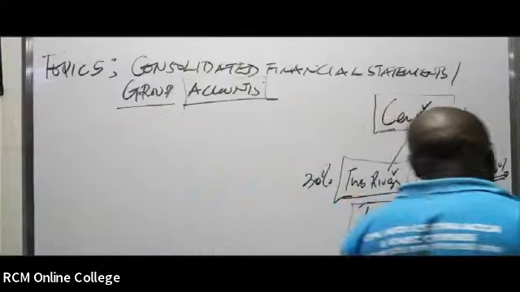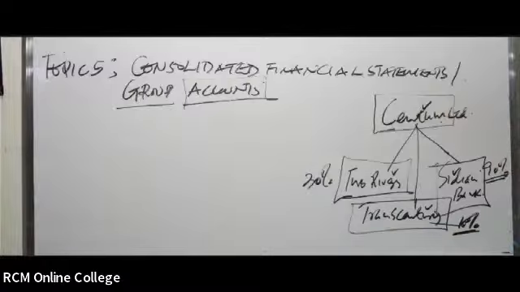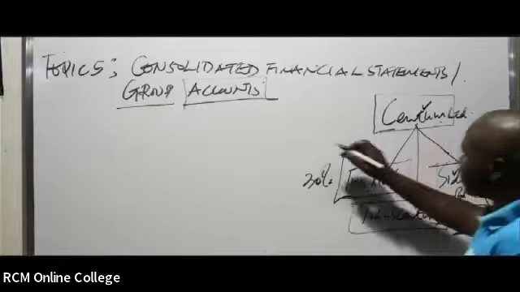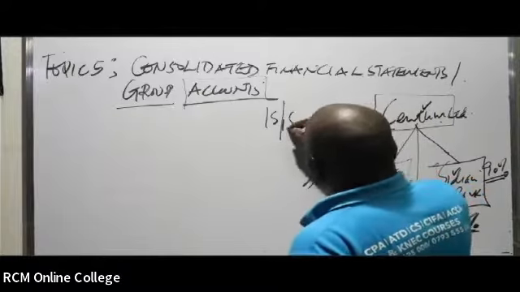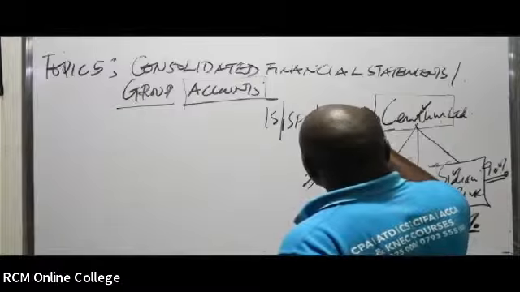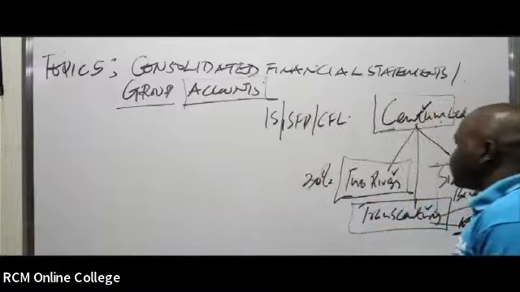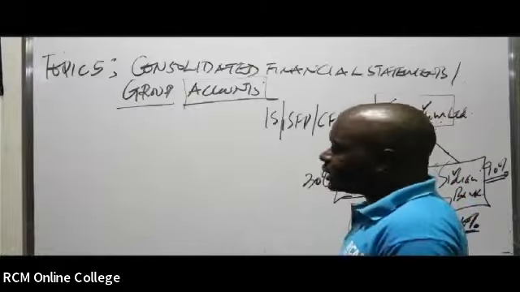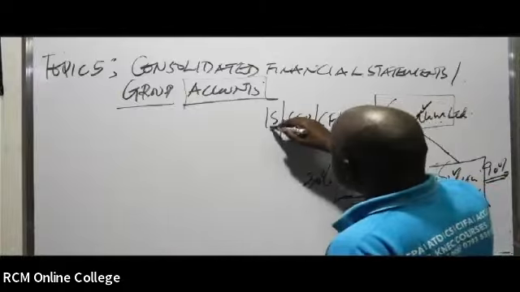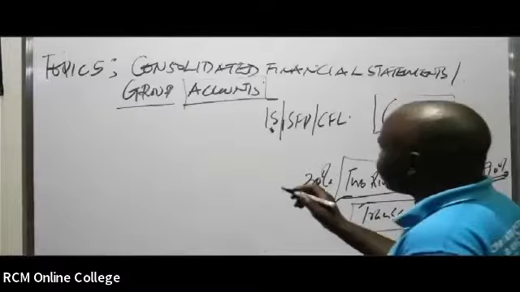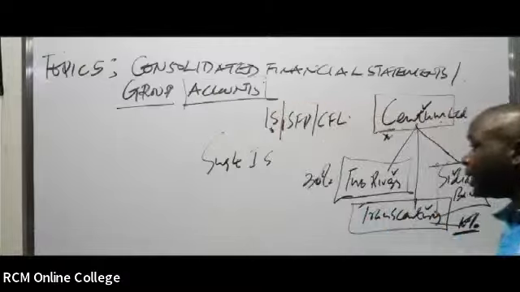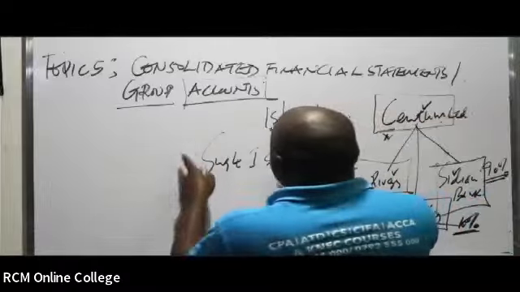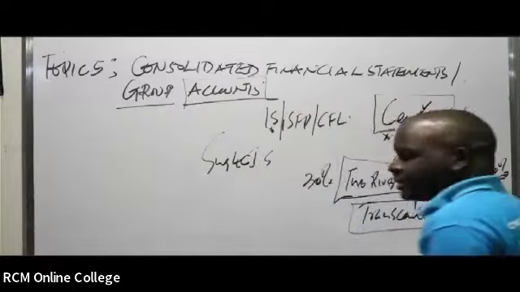So what is supposed to happen in this kind of a situation is that we take the financial statements of all these entities. Remember, each and every entity here has its own income statement, statement of financial position, cash flow statement, and statement of changes in equity. Under group accounts or consolidation, we take all the income statements of these four companies and come up with a single income statement. When we do that, we come up with what we call a consolidated income statement.